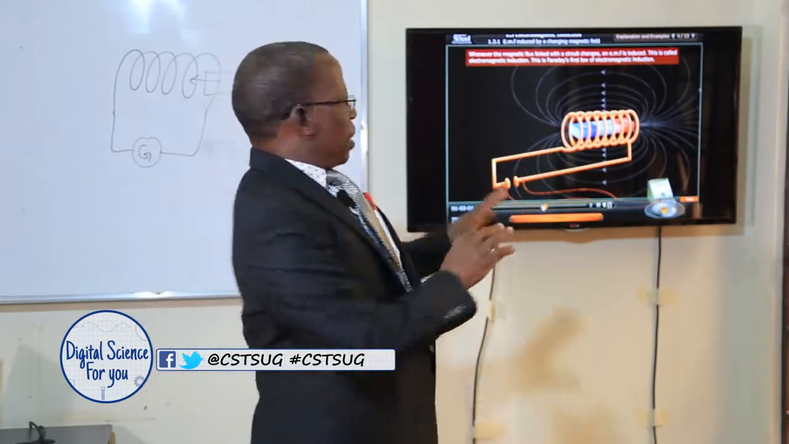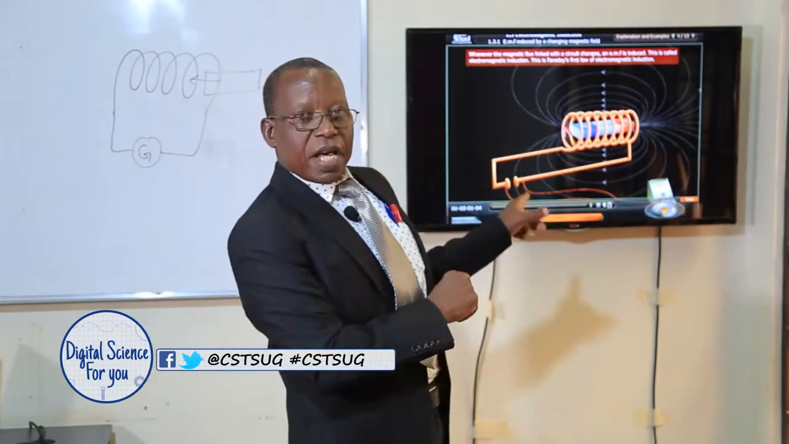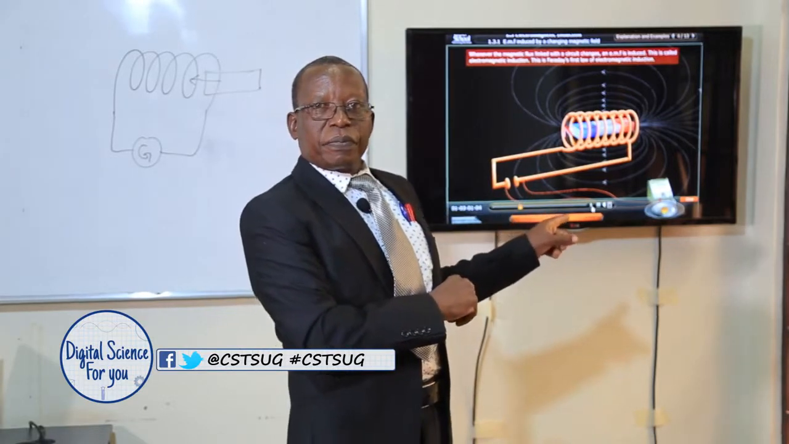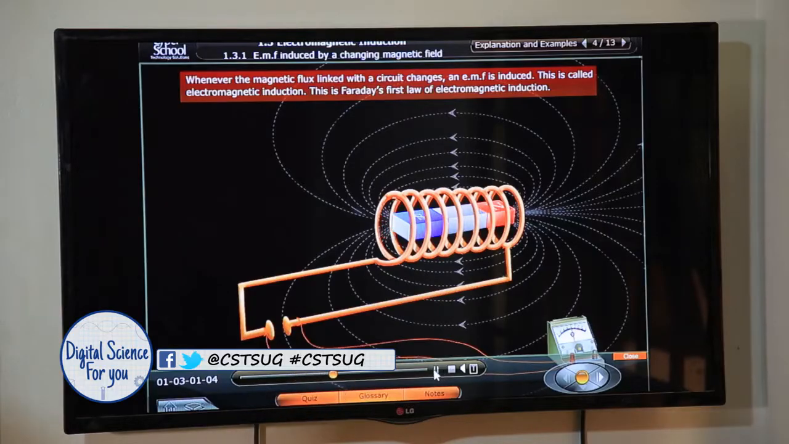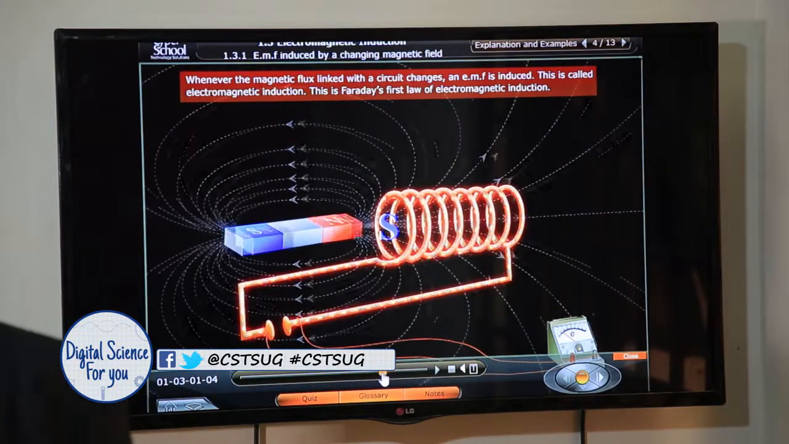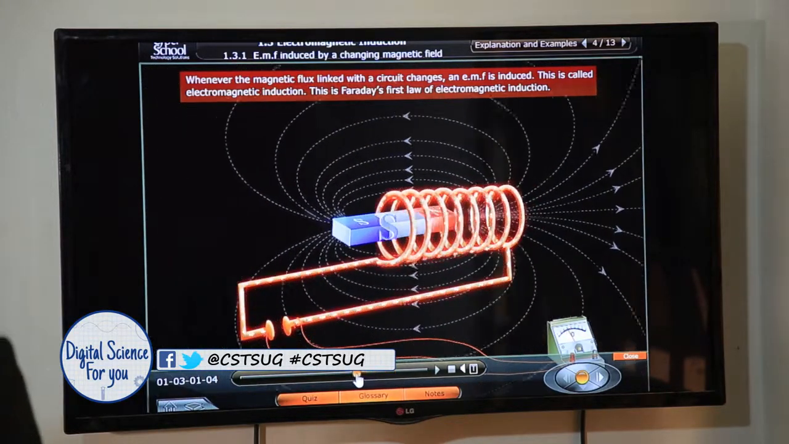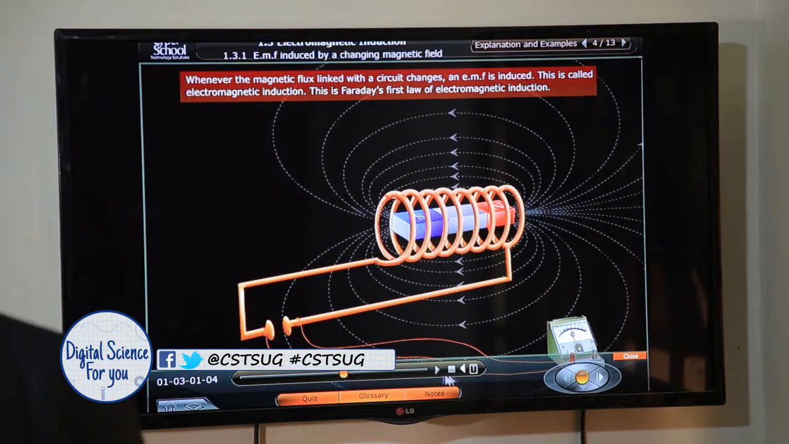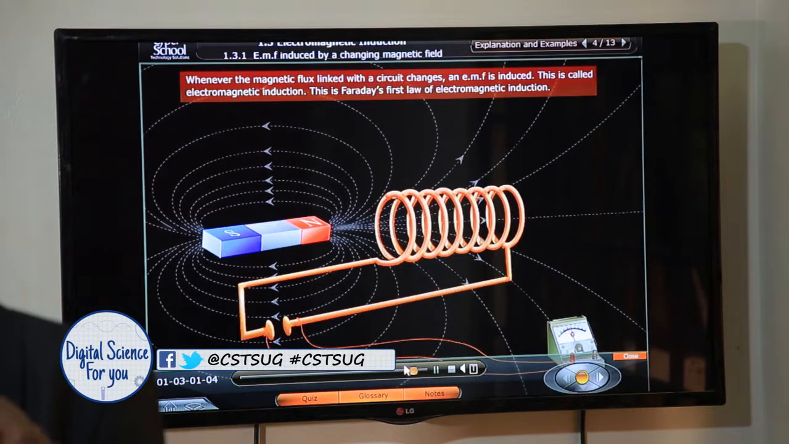Once it is stationary within the coil, the arrows will not be there, as we can see. Now, you can see that as it comes out of the coil, the arrows change direction. If they have been moving from left to right when you are inserting the magnet into the coil, when it comes out, they move in the opposite direction.